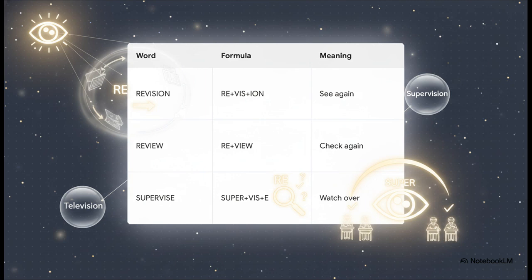Stepping it up a notch, let's check out these intermediate words. Television. Notice how adding tele to our sight root literally translates to seeing from far away. Supervise is to watch over carefully, while supervision is the noun form, the actual act of watching over. And if you have a big test coming up, you might do a revision or a review. Both use the RE prefix, meaning again. You are literally seeing the material again to cement it into your brain.